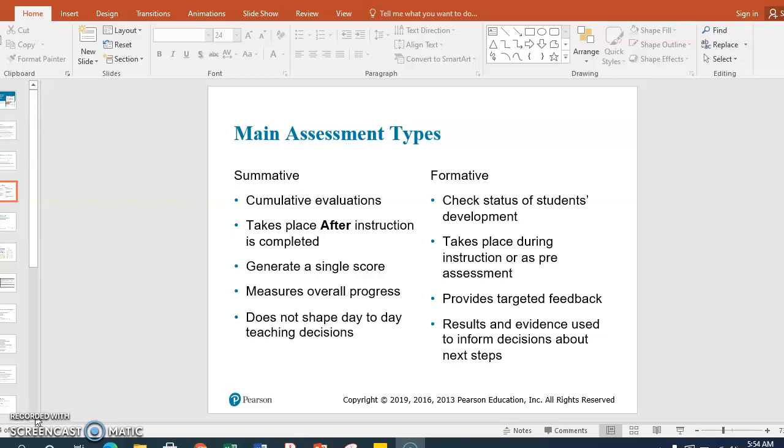state assessment. Formative assessments check the status of students' development, take place during instruction or as a pre-assessment, and provide targeted feedback. The results and evidence are used to inform decisions about the next steps. Also, it identifies where learners are, it identifies the goals for the learners, and identifies pathways to reach these goals.